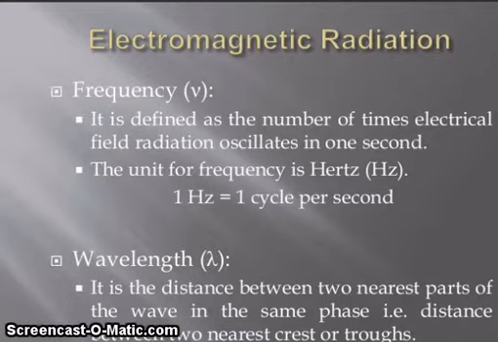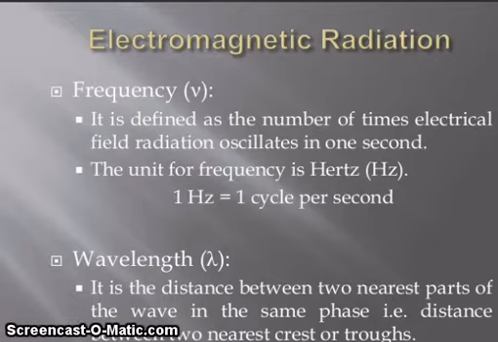Electromagnetic radiation's frequency is defined as the number of times the electric field oscillates in 1 second. The unit for frequency is Hertz. 1 Hertz is equal to 1 cycle per second.